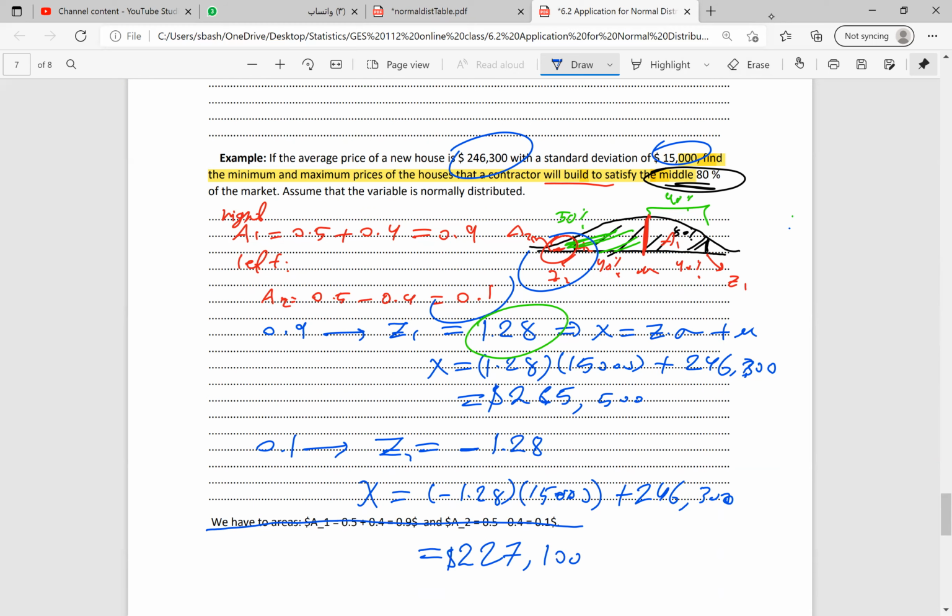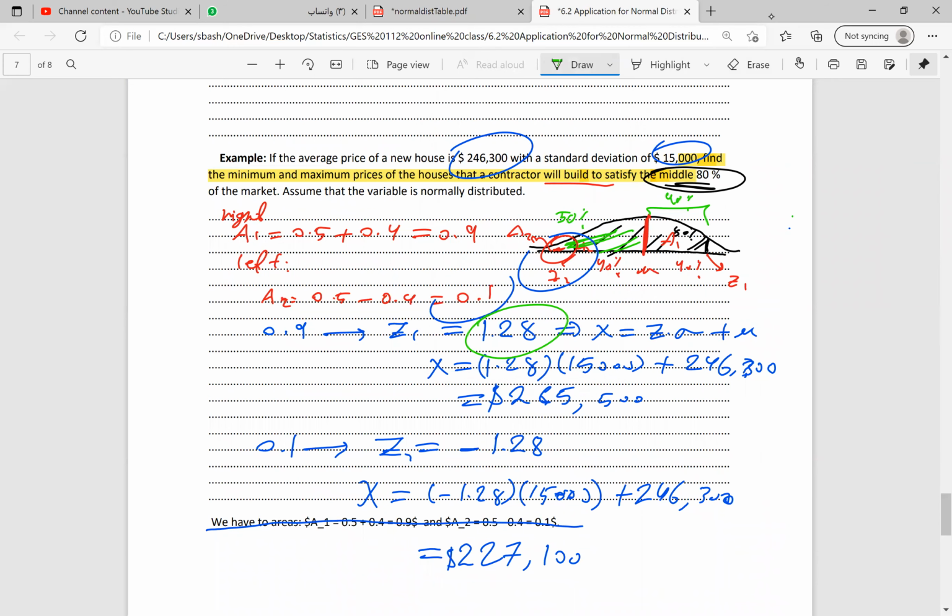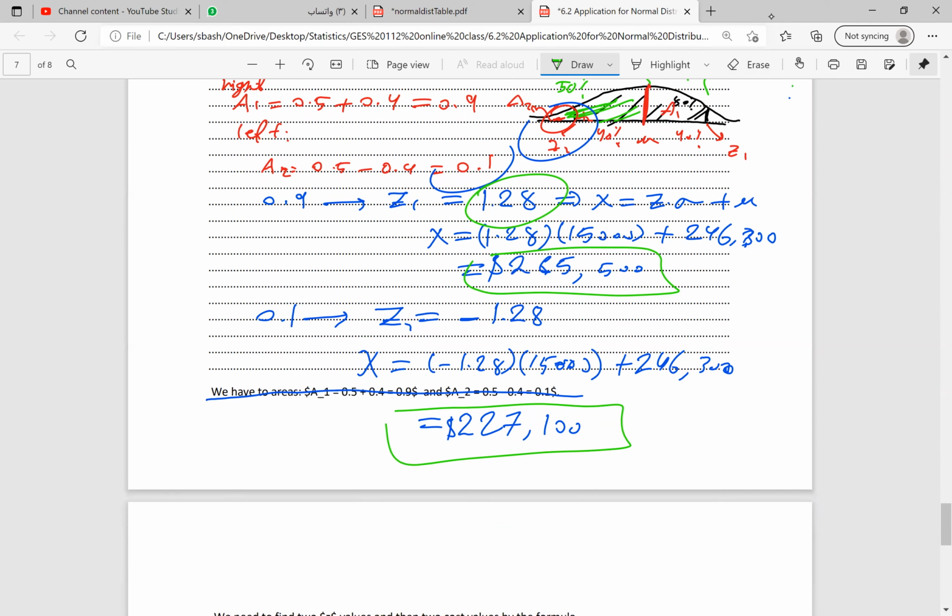So the value for this one, the maximum is given by 265,500 and the minimum will be 227,100 bucks or dollars. So this is the idea of finding the maximum and minimum if you want to attain the 80% of the market prices or costs. Find the z-score for each one of them, left, right, and then find the x values.